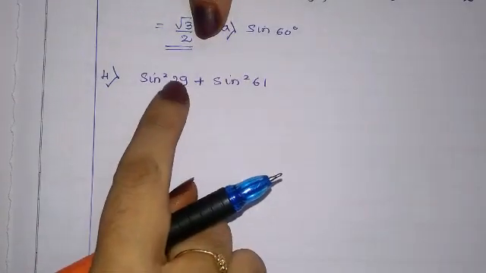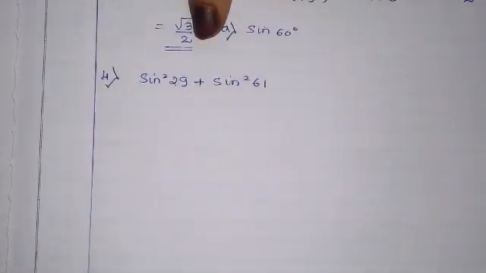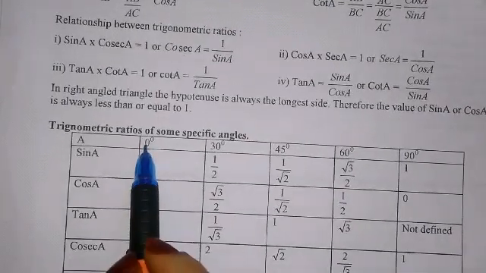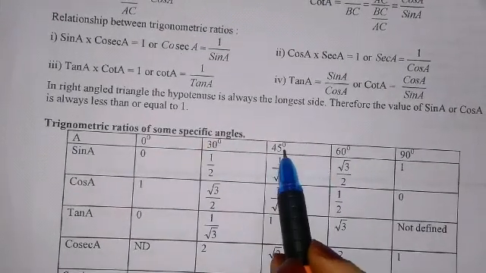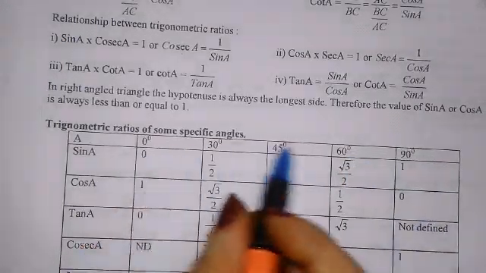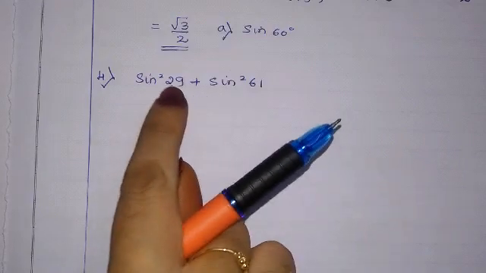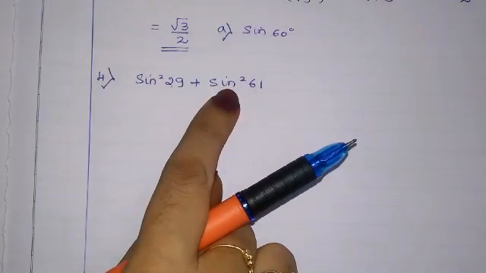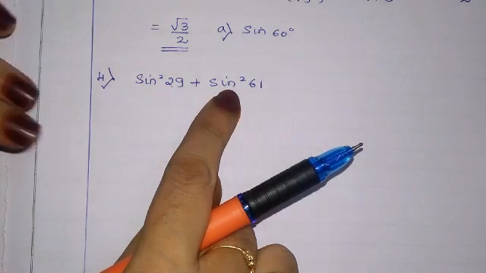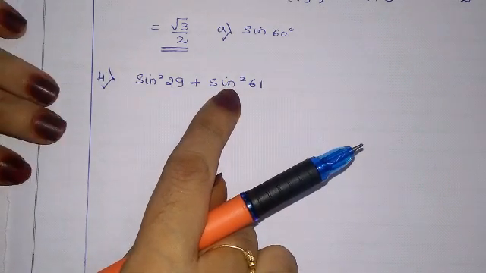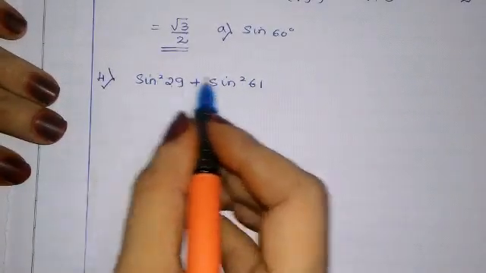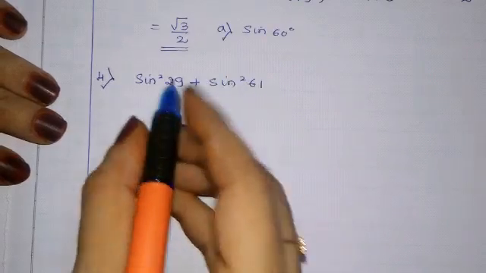We know which degrees are there in the table: 0 degree, 30 degree, 45 degree, 60 degree and 90 degree. If, leaving these degrees, we get any different number, we should understand that this problem is from complementary angles. Complementary angle means 90 degree. We should convert it. Either we can convert this or this. I will convert this one. Any one you can convert.